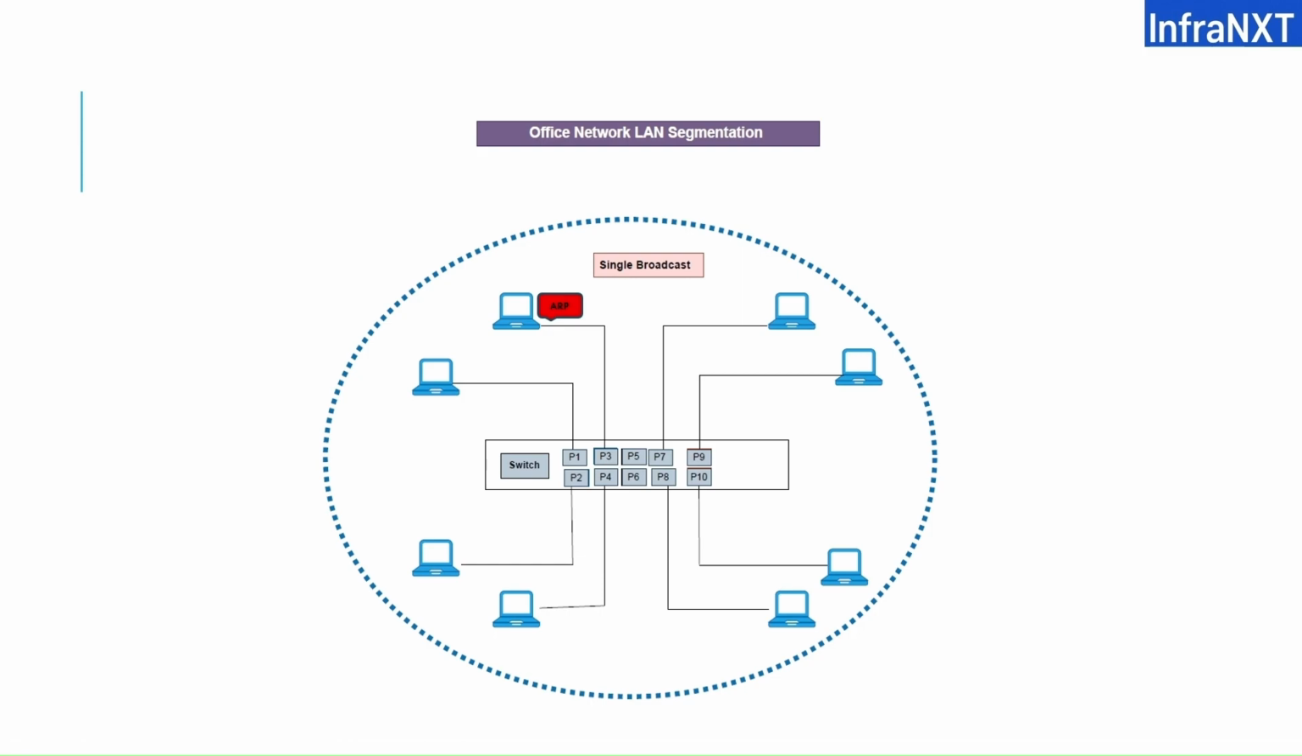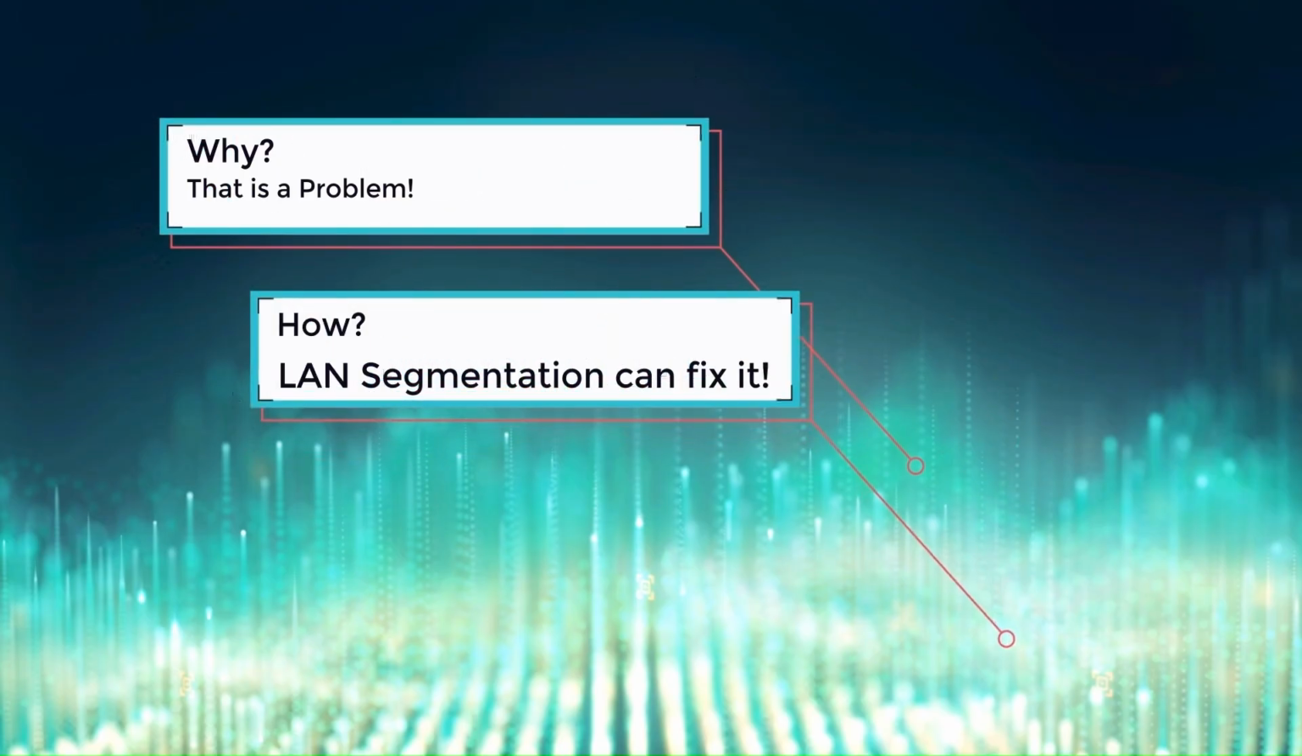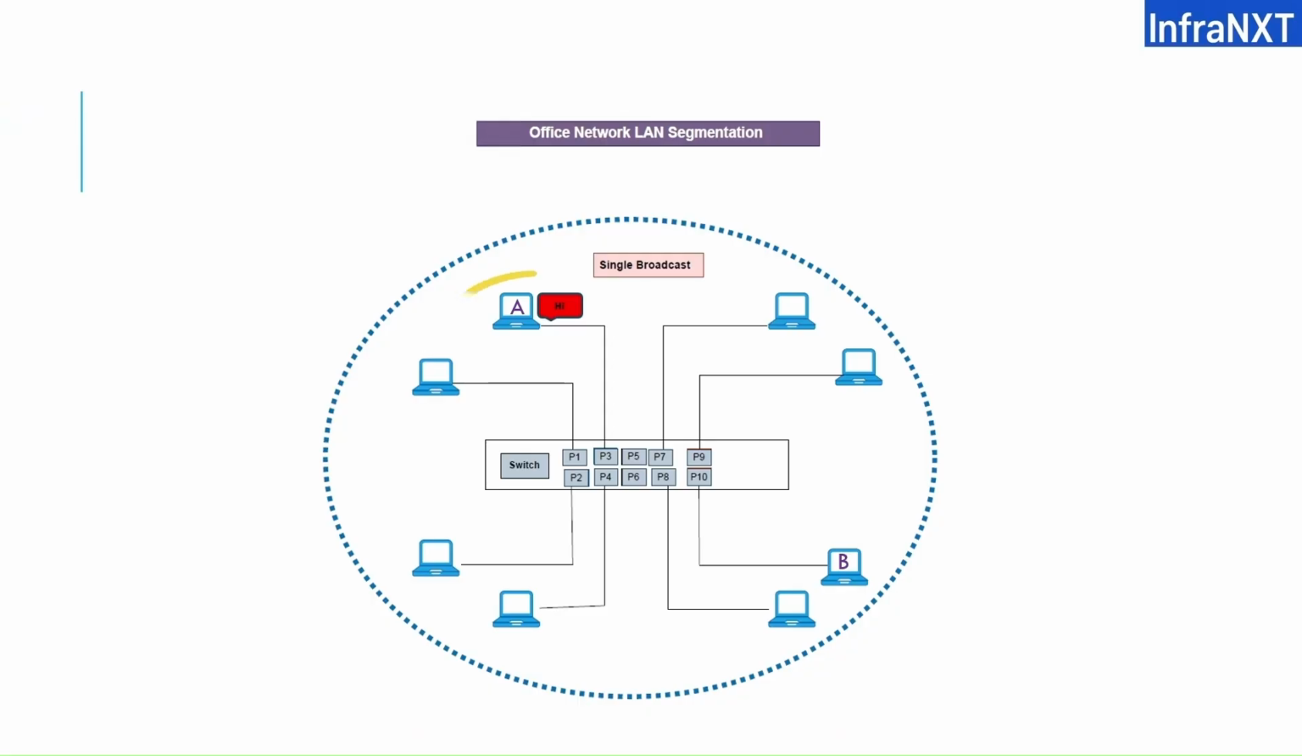Any broadcast message from one computer, like in our example, the ARP request, travels to every port on the switch. Let's see why that is a problem and how LAN segmentation fixes it. If any two devices, COM A or COM B, want to communicate in the LAN, they send a broadcast message. This message reaches all the other devices, even if they are from a different department and they are not interested in hearing your message.